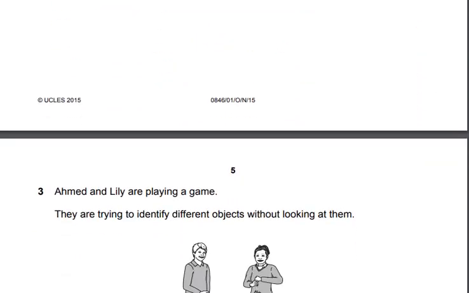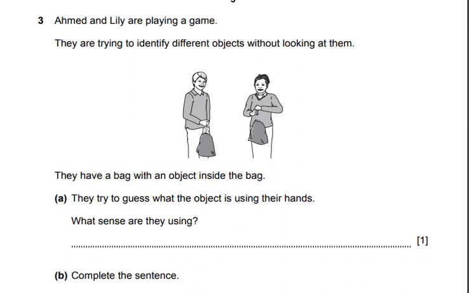Next page, question number 3. Ahmed and Lily are playing a game. They're trying to identify different objects without looking at them. They have a bag with an object inside the bag. A, they're trying to guess what the object is using their hands. What sense are they using? So because they are using their hands, this means they use sense of touch. So you just write down touch here.